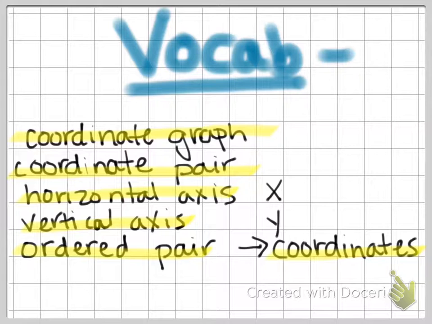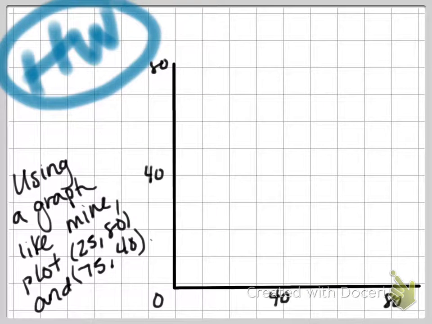What I want you to work on tonight for your homework, I want you to draw a coordinate graph like mine. So set it up where your origin is 0, and I want you to go up by tens to 80 on both the x-axis and the y-axis, and I want you to plot two different coordinate pairs. I want you to plot 25, 80, and I want you to plot 75, 40.